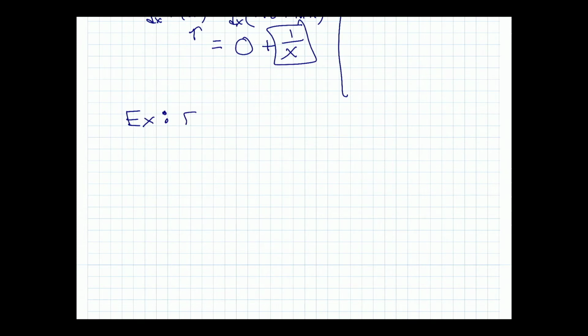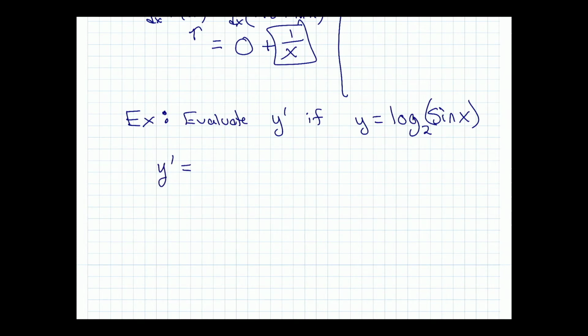So let's say evaluate, well, I'll change the language. Let's say y prime if y equals, let's go with log base 2 of sine x. Okay. So when you're doing that derivative, then you're going to need the rule for the derivative and then also the chain rule. So how do we take the derivative of log base 2?